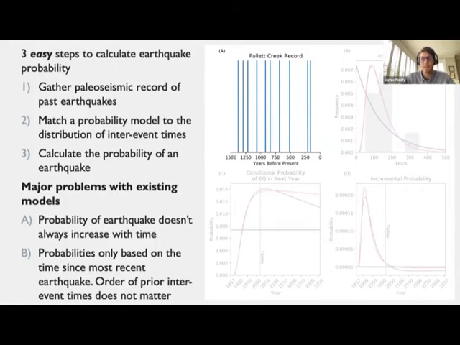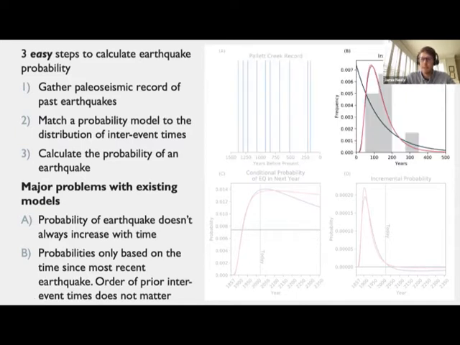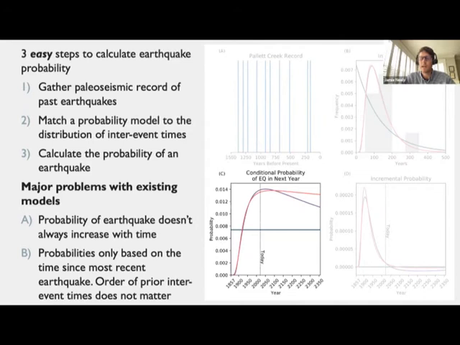It really boils down to three easy steps to calculate earthquake probability. The first is you gather paleoseismic data of past earthquakes. Here is a record of earthquakes along a certain section of the San Andreas Fault. Then you match a probability model to the distribution of inter-event times, the times between the earthquakes, and then you can calculate the probability of an earthquake. Seems pretty simple. Obviously, there's a lot of uncertainty that goes into this: the dates, how do you choose the right model, what assumptions do you apply to that model? But that's how they're coming up with these earthquake probabilities.